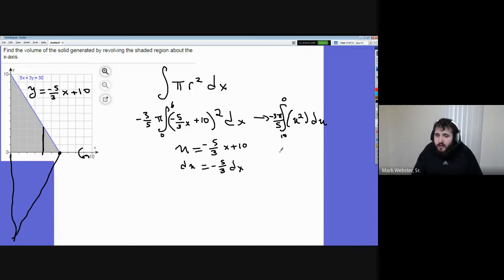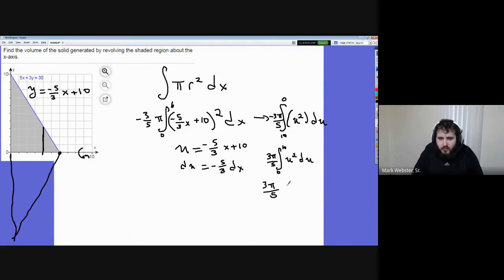If you want to switch these, then you just turn that negative sign into a positive sign. So you could actually go from 0 to 10 of positive 3 pi over 5 integral of u squared du. And you'll get the same answer either way because everything will work out. But some people have a preference. Some people like making it look a certain way, and that's fine. So you got 3 pi over 5.